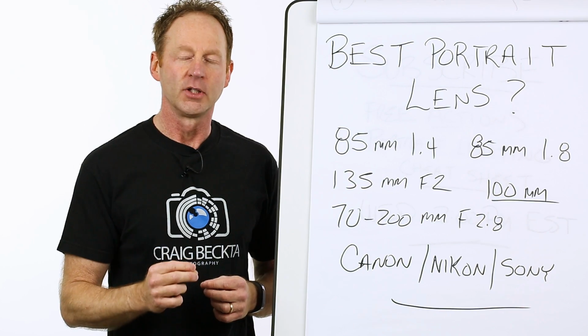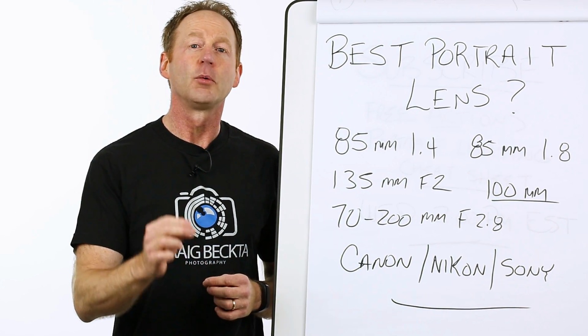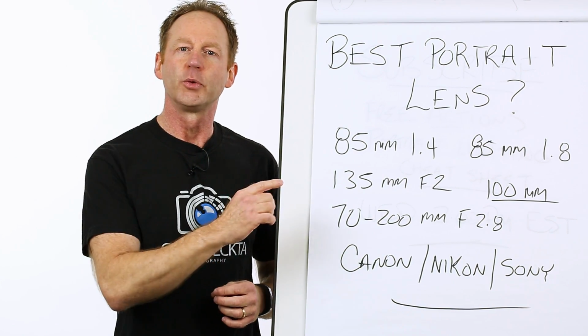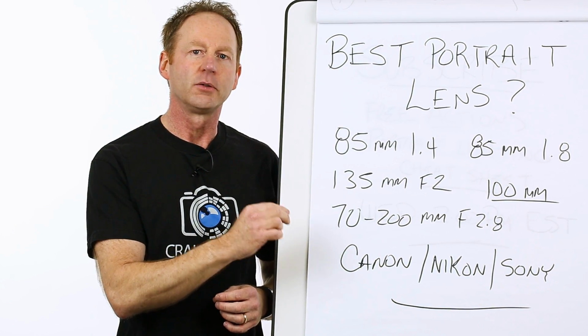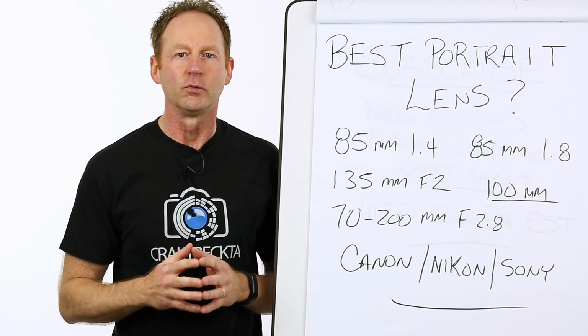The best portrait lens. In the first part we're going to go over the theory. In the second part I'm going to take you on the computer and we're going to look at real live examples shot on the different lenses. So we're going to go through the 85, the 100mm, the 135, and the 70-200. So make sure you stick around for the whole video.